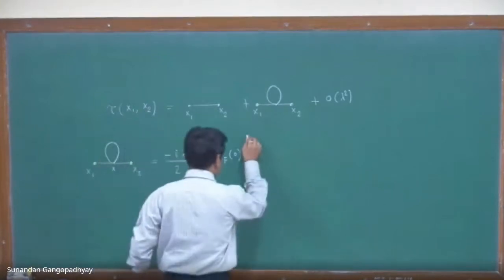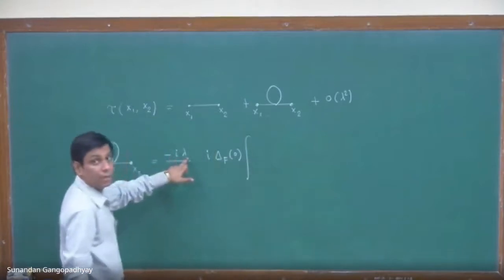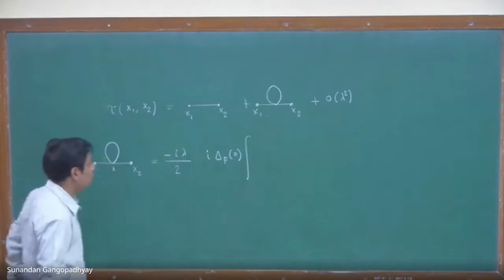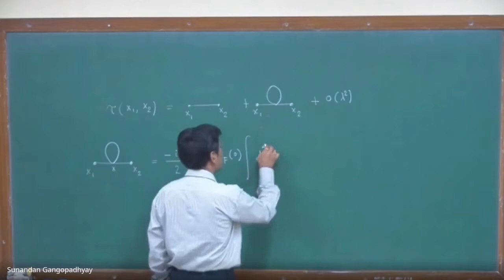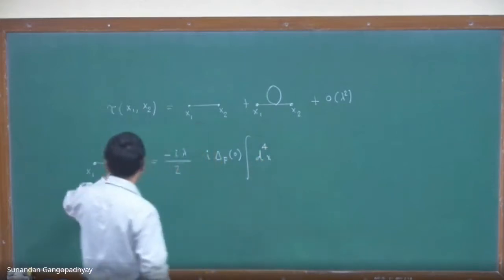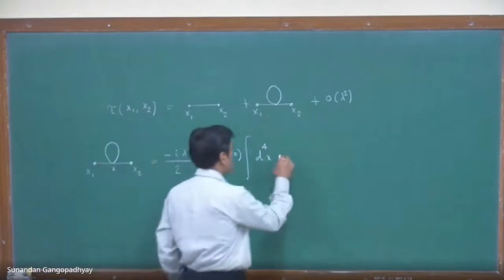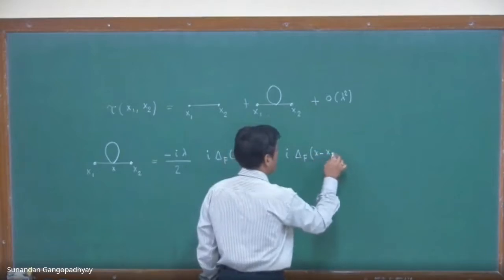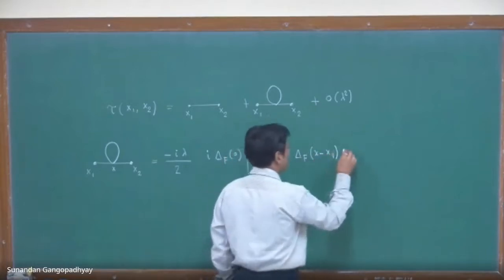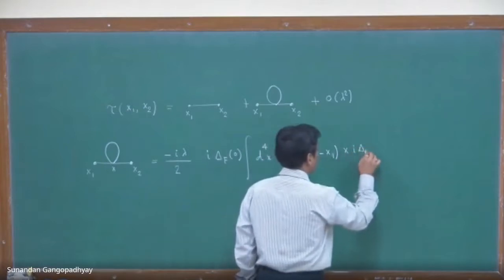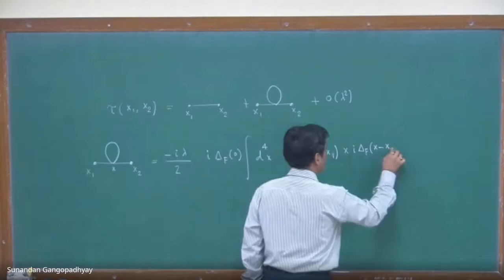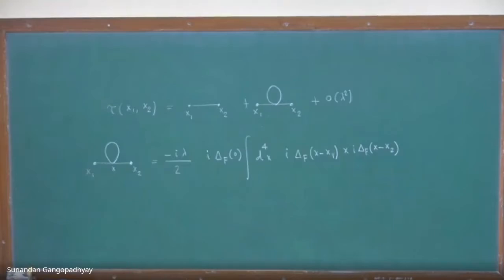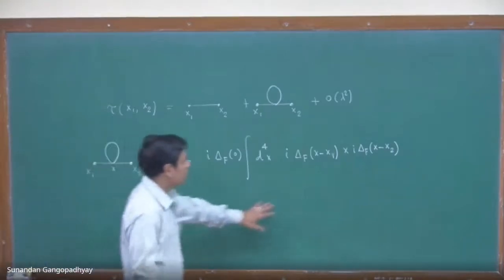And then the vertex has minus i lambda. The position space Feynman rule tells us that we will have minus i lambda, and then an integration over this space-time point, integration d^4x. And then there are two internal lines or internal propagators. What we shall have is i Delta_F(x minus x1) times i Delta_F(x minus x2). So a straightforward application of the Feynman rules in position space gives us the following mathematical expression for this diagram.